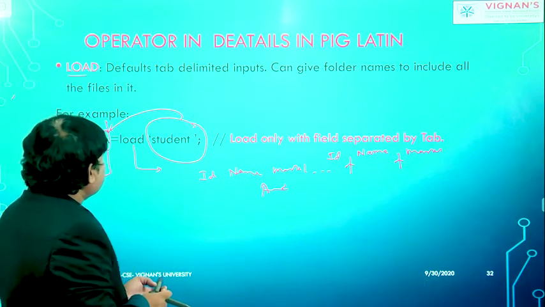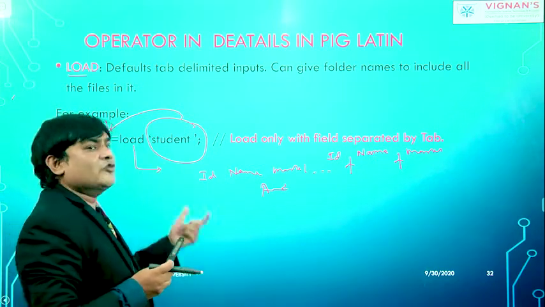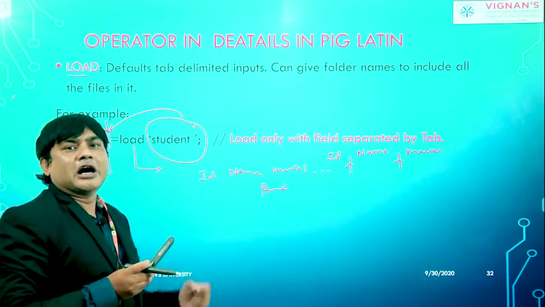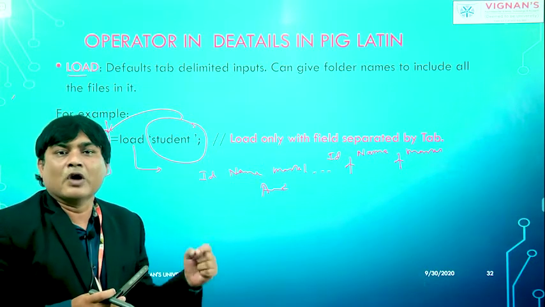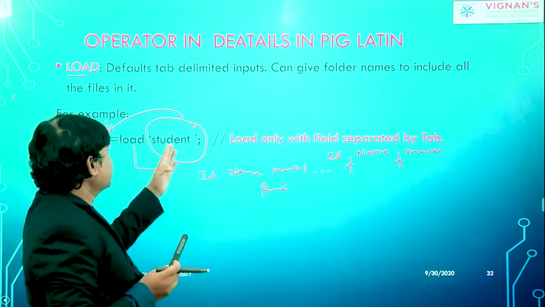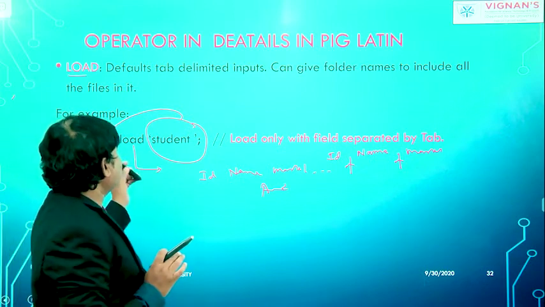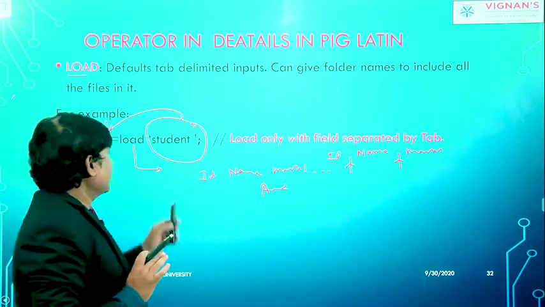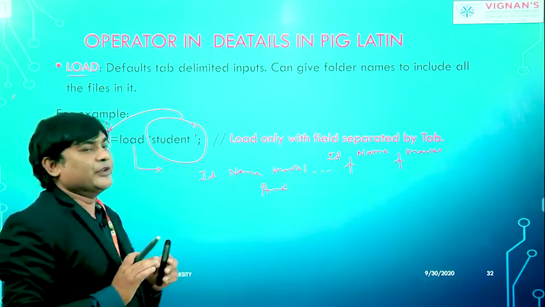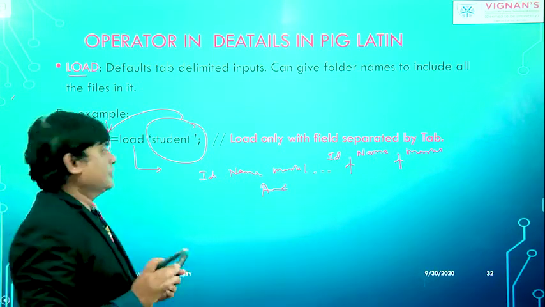If you do not specify anything, I can understand that within this file we have data, with many fields, and all these fields are separated by tab only. By default, if nothing else is given, you can understand that this file has records, and each record has different fields, all separated by the tab space only.